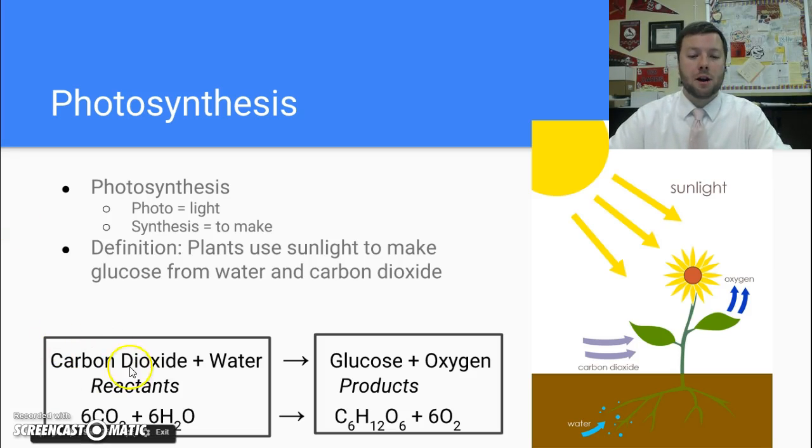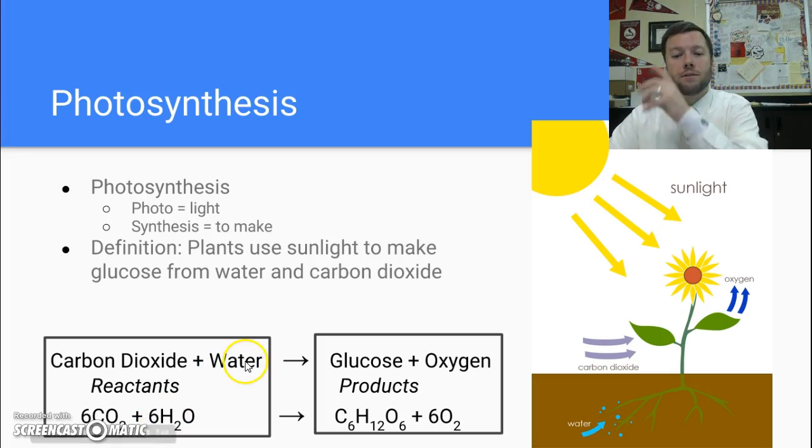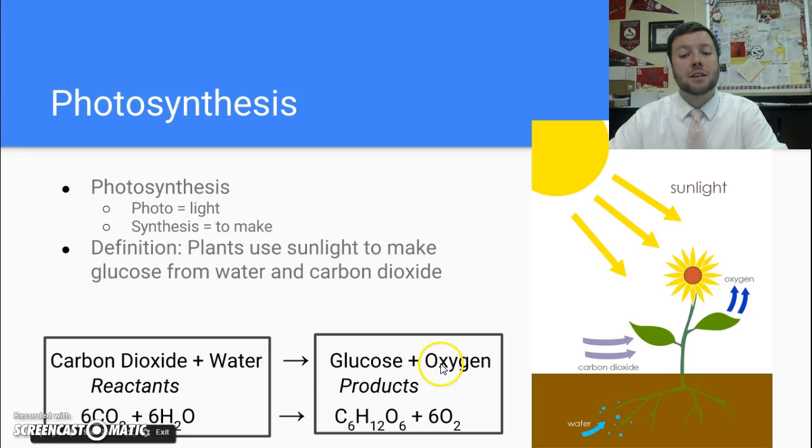You can see right here, carbon dioxide and water are the reactants, and they yield after photosynthesis glucose and oxygen. Here's glucose, here's oxygen. And again, these should look familiar. The products of photosynthesis are the reactants for cell respiration. We take in glucose through the food we eat, and we breathe in oxygen from the air we breathe.